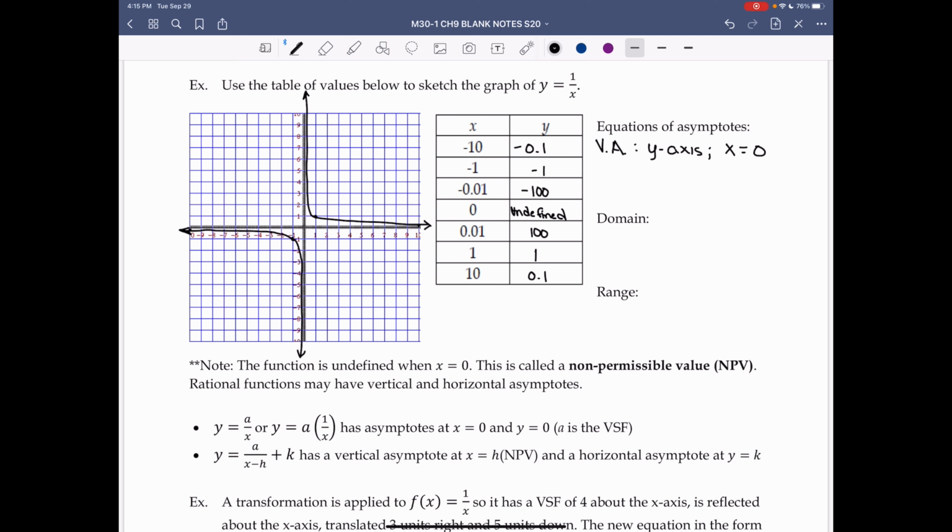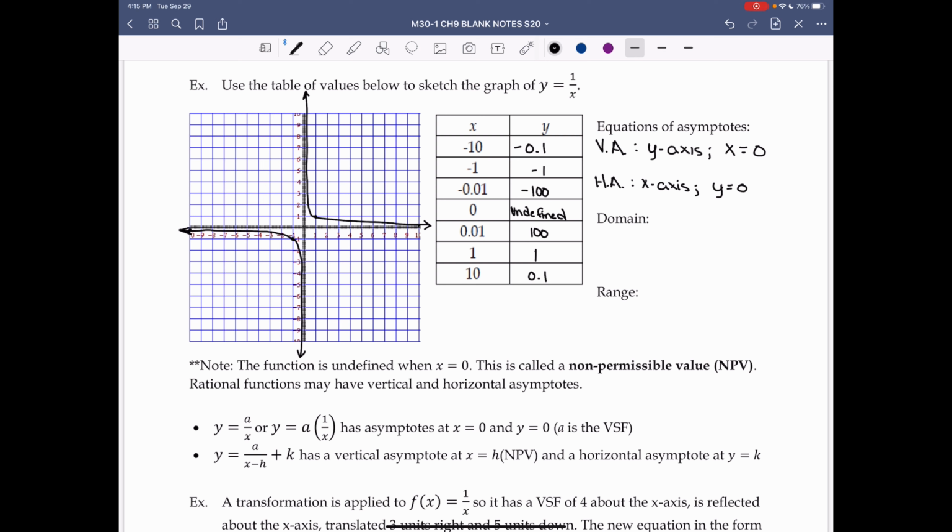We also have a horizontal asymptote. Our two sides of the graph approach the x-axis, but they never actually touch the x-axis. So we have a horizontal asymptote at the x-axis, which is at y equals 0.